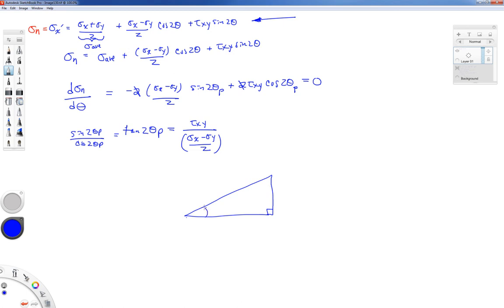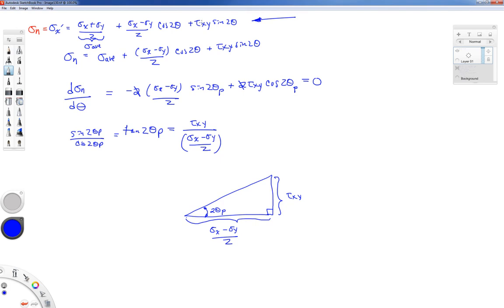So in this triangle, if I call this angle here 2 theta p, then the opposite side can be tau xy, and this side over here is going to be sigma x minus sigma y divided by 2. And you can see that that works out. The tangent of 2 theta p would be tau xy over sigma x minus sigma y over 2. If I go up to this equation, I want to maximize it in terms of symbols. What I need in terms of symbols is the cosine and the sine of 2 theta p. I can get that from this triangle that I just drew.